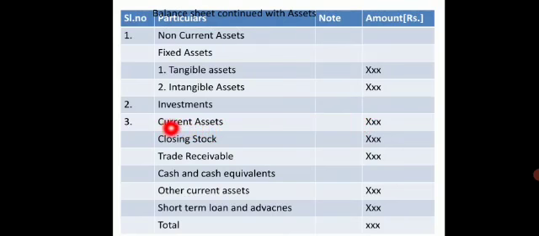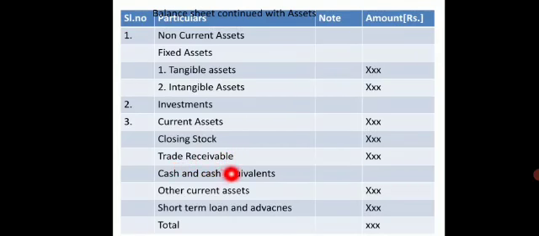Next, the third block of assets we are going to show is current assets. In that, inventory or closing stock has to be taken, debtors and bills receivable have to be taken. If any bad debts are there, provisions have to be reduced from the debtors. The net debtors have to be taken in the outer column.